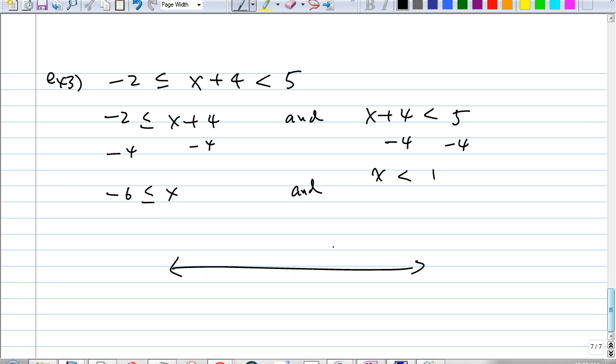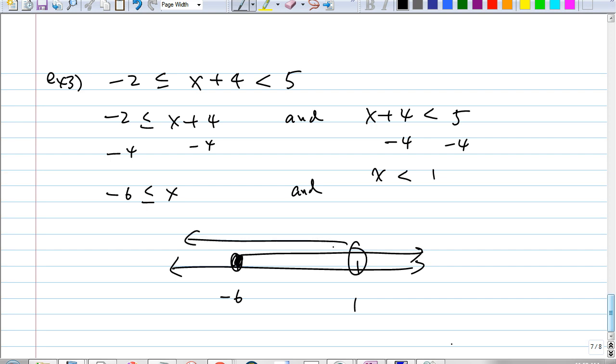So here we get negative 6. Here we get 1. It says x is what? Yeah, greater than or equal to. So you always read with x first. Is it going to be right side of this or left side? Right of the negative 6 or left of the negative 6? Right. Closed circle, isn't that right? What about this? Open it.